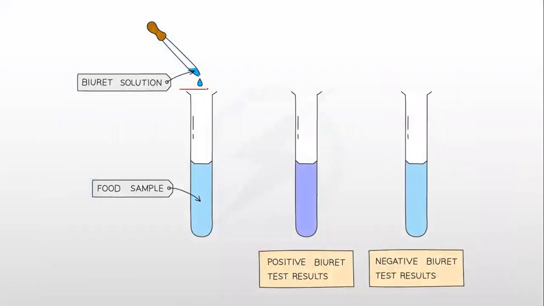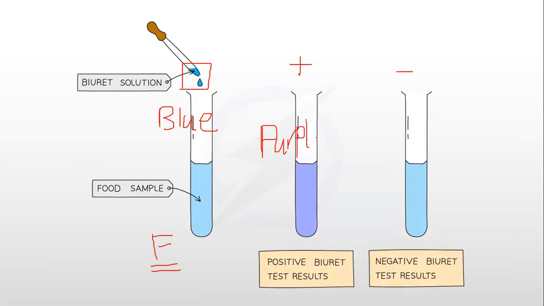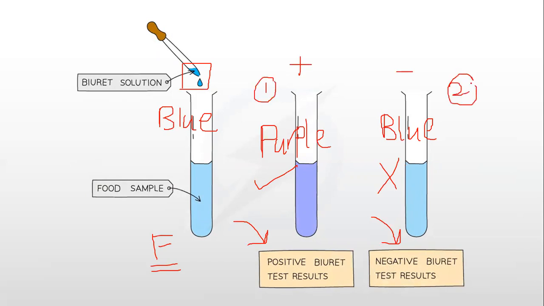Here you have the Biuret solution, which is blue in color. इस Biuret solution का क्या color है? Blue. This is the food sample that you are going to test. This is a positive result and this is a negative result. Positive result के अंदर क्या color आ रहा है आपके पास? Remember the colors, very important. Purple color, which means proteins are present. Negative result में क्या color आ रहा है? Blue color, which means that the proteins are absent. So positive Biuret test results and negative Biuret test results both can be seen in test tube number 1 and in test tube number 2.